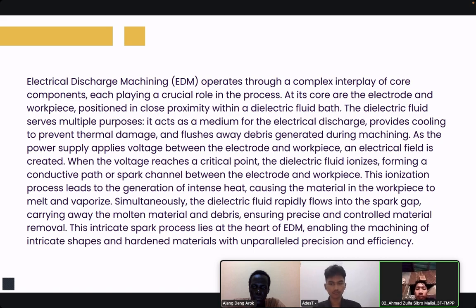This ionization process leads to the generation of intense heat, causing the material in the workpiece to melt and vaporize. Simultaneously, the dielectric fluid rapidly flows into the spark gap, carrying away the molten material and debris, ensuring precise and controlled material removal. This intricate spark process lies at the heart of EDM, enabling the machining of intricate shapes and hardened materials with unparalleled precision and efficiency.